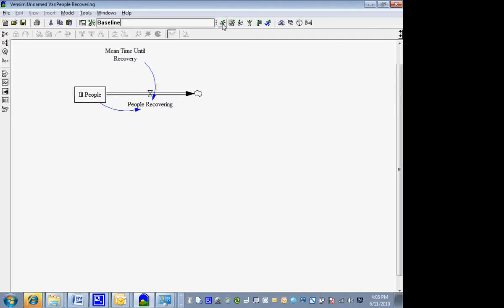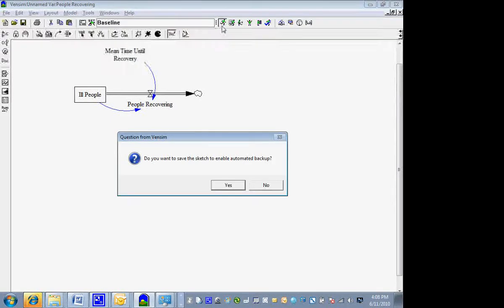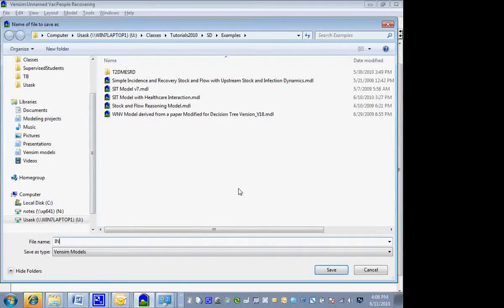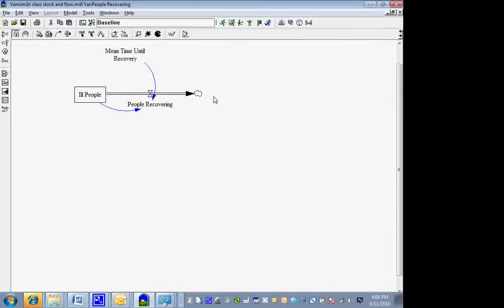So we've given this guy the name, and we happen to have chosen the name baseline. How do we run it? We run it, see this running guy just to the right of this box here? See that? Watch. We press him, and it says, do I want to save the sketch? Sure. So I'm going to just say in class flow, stock and flow. Okay, it just ran it.